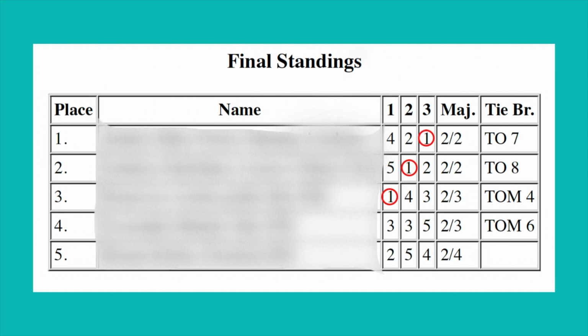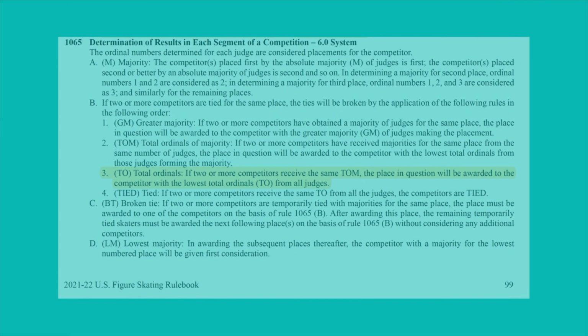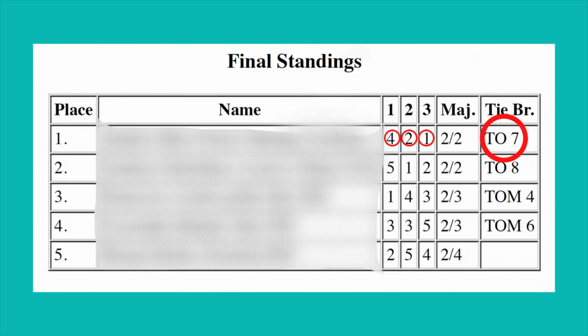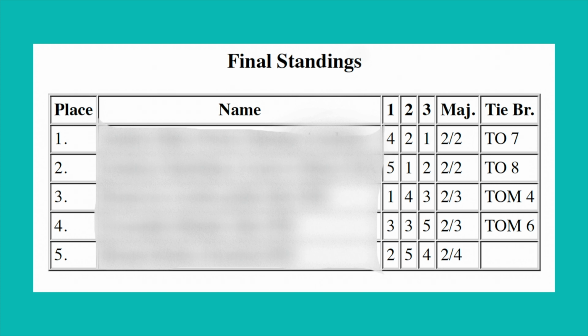3 skaters were placed first by different judges, and the first 2 skaters also had 2 judges place them in 2nd place. The method used here is total ordinals, TO. If 2 or more competitors receive the same total majority, the place in question will be awarded to the competitor with the lowest total ordinals from all judges. So when you add up the ordinals, the skater in the 1st position has 7, and the skater in the 2nd position has 8. The skater with 7 had the lowest total ordinals and is placed first. That changes the skater in the 3rd position to have 2 3rd place ordinals, but so does the skater in the 4th position.